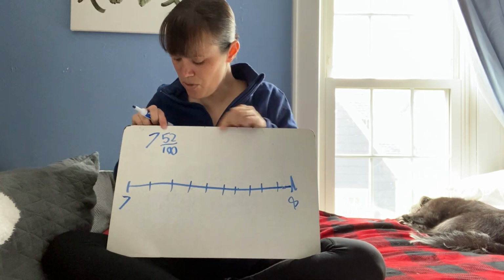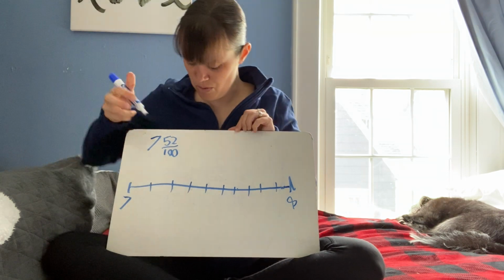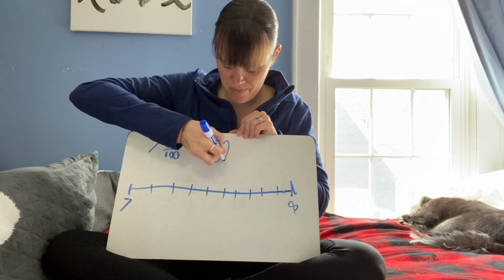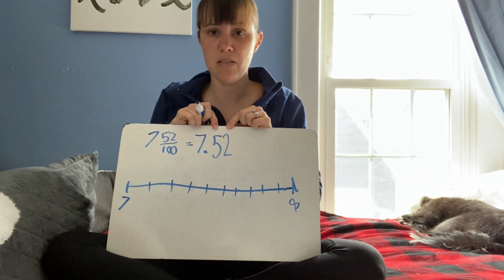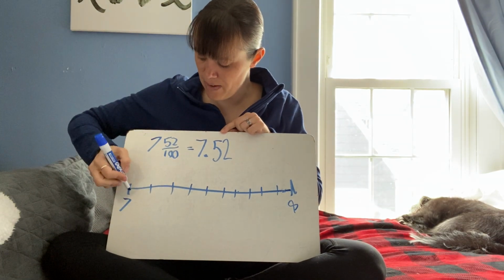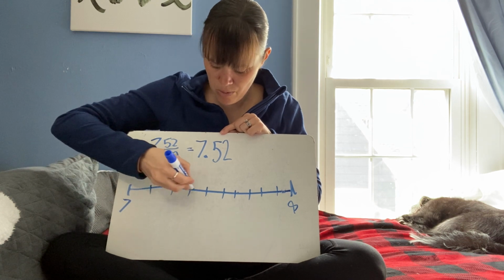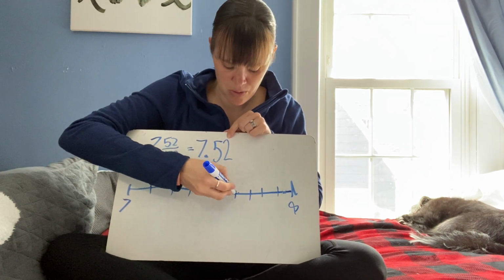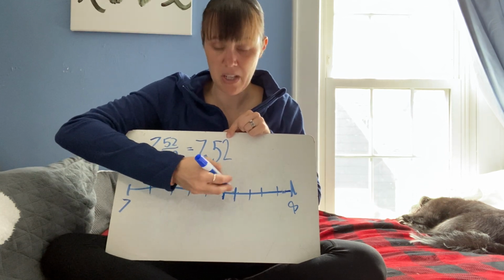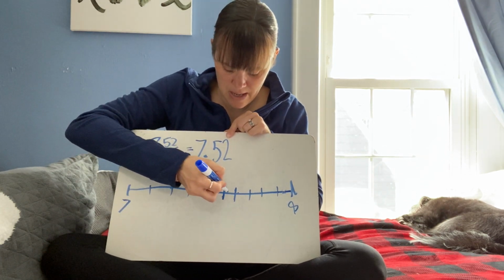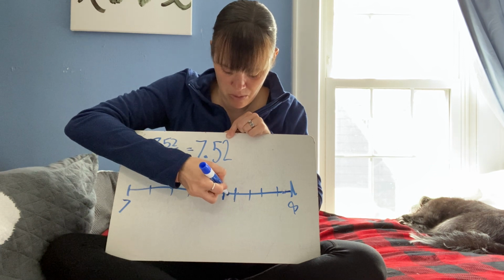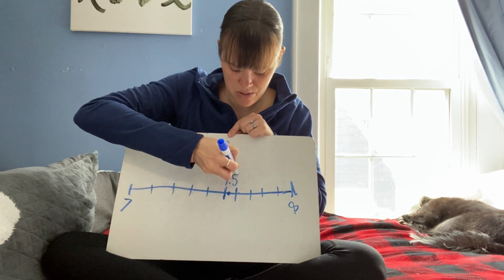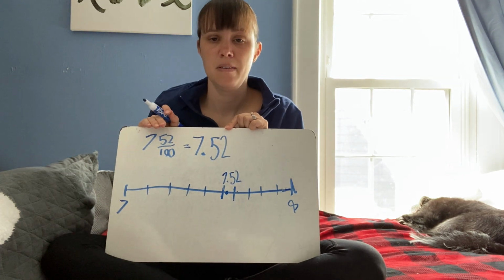So 52 hundredths, that means 5 tenths and 2 hundredths. If we write it in decimal form, 7.52. 5 tenths and 2 hundredths. So if I'm going 5 tenths over, 1, 2, 3, 4, 5 tenths over. And now I have to go 2 hundredths. So this part, you're going to picture breaking into 10 parts, and 2 would be right about here. So we have 7 and 52 hundredths.